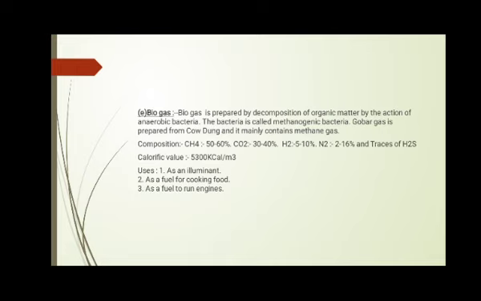Composition of biogas: methane 50 to 60%, carbon dioxide 30 to 40%, hydrogen 5 to 10%, nitrogen 2 to 6%, and traces of hydrogen sulfide. Calorific value 5,300 kilocalories per meter cube. Uses of biogas: it is used as an illuminant, as a fuel for cooking food, and as a fuel to run engines.